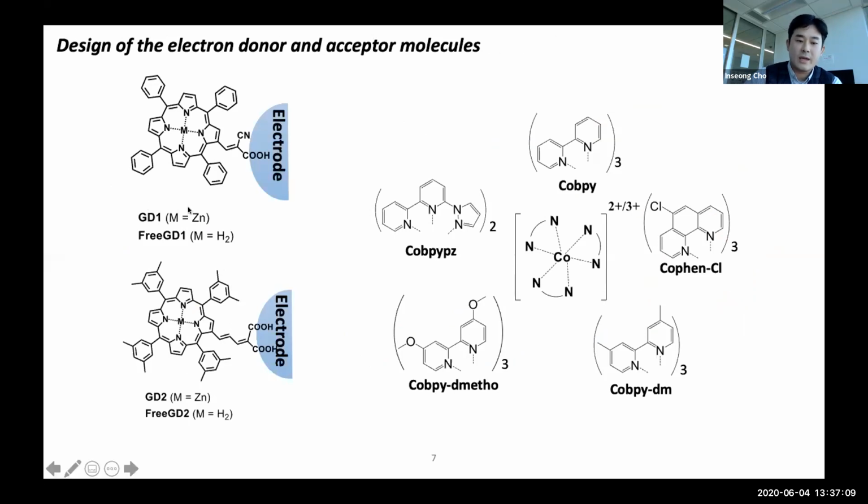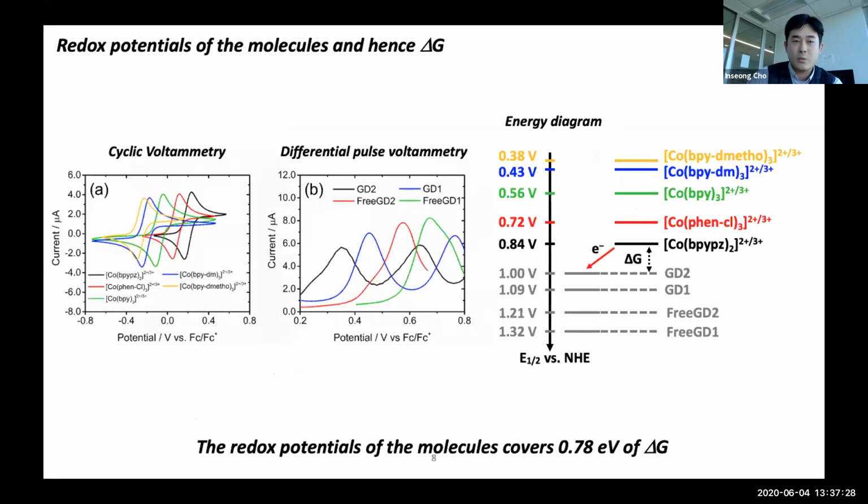the GD1 and 3GD1. And these four surface bound molecules are paired with 5 similarly structured cobalt complexes by substituting the ligand with some simple molecules. So this is important because, in order to study the electronic coupling effect, we need to distinguish that effect from the driving force dependence, as I explained before. So we determined the redox potentials changed by the molecular structure using electrochemical methods.